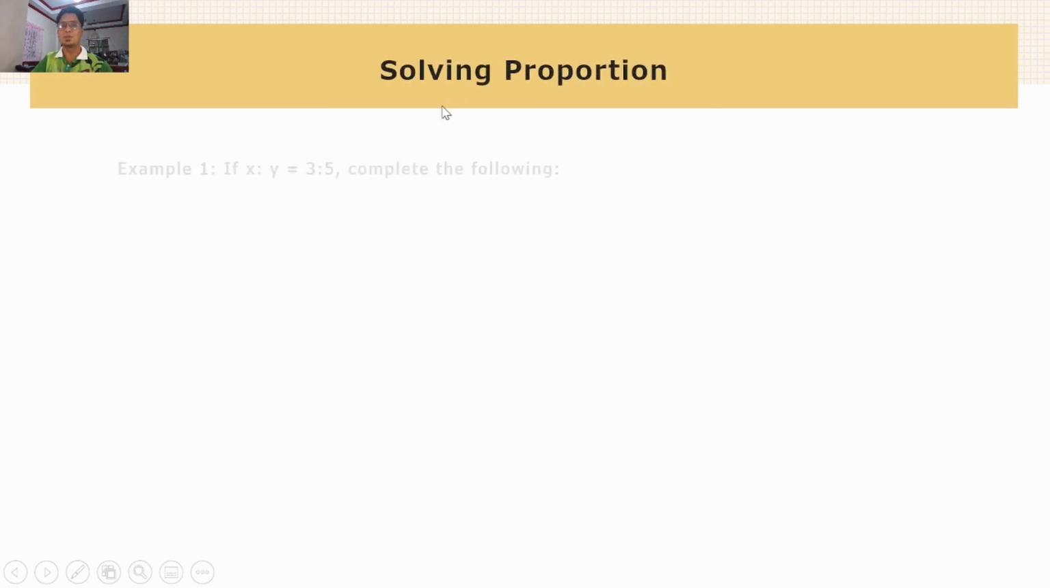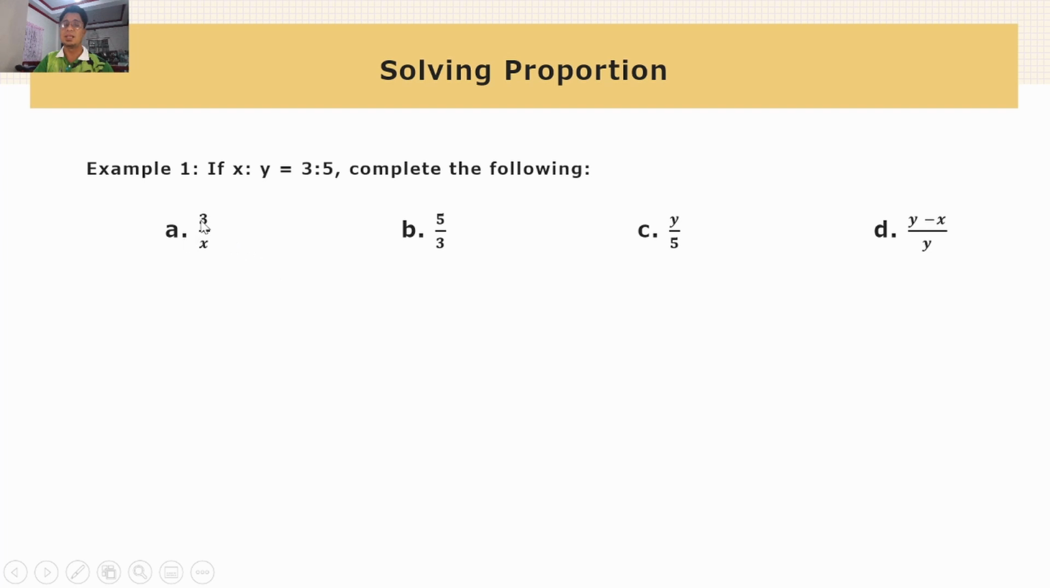Now, let's have here now solving proportion. Halimbawa, if x is to y is equal to 3 is to 5, complete the following. Ito, may 4 po tayo. Letter A, 3 over x. Letter B, 5 over 3. Letter C, y over 5. And letter D, y minus x all over y. So, we will be tasked to complete this given para maging proportion tayo. Now, ito yung given natin. So, what are we going to do?